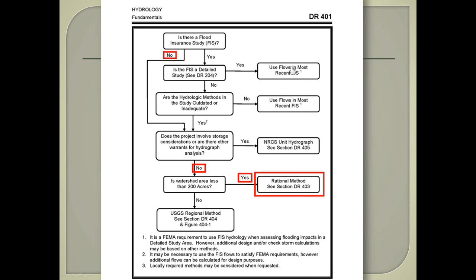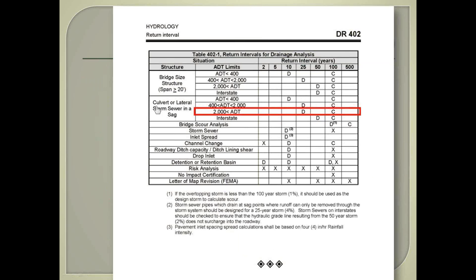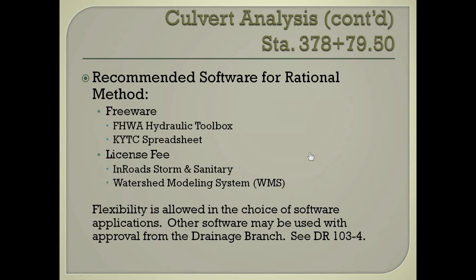We could maybe have to use flood insurance study flows, NRCS unit hydrograph, or a regional method, but in this situation we're using the rational equation. We now need to determine our design and check storms, so you need to know your ADT, which is 6,500 for this culvert. We'd have a design storm of 25 and a check storm of 100.